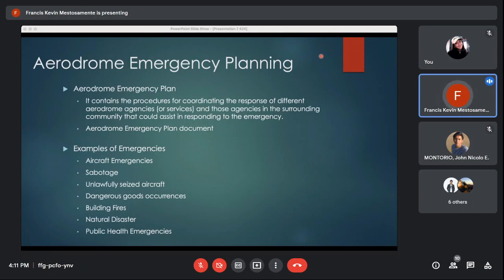So ano nga ba yung mga on the aerodrome? So dapat yung emergency planning natin is coordinated with the air traffic control, the on-site rescue and firefighting services, the administration itself, the available medical and ambulance services, all the aircraft operators who are in that aerodrome, your local airport security, and local airport police.